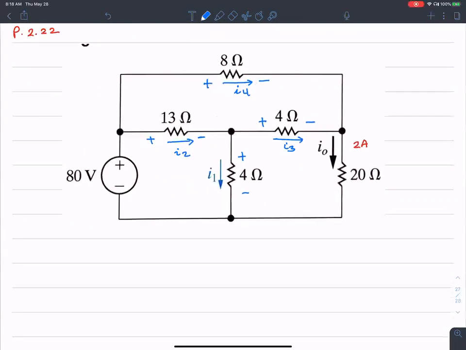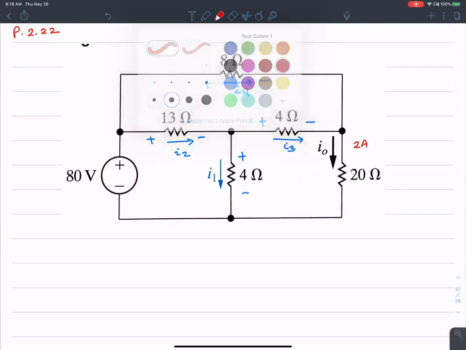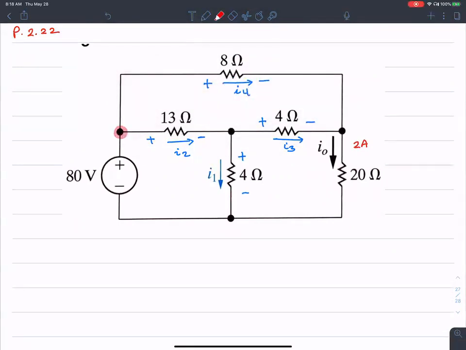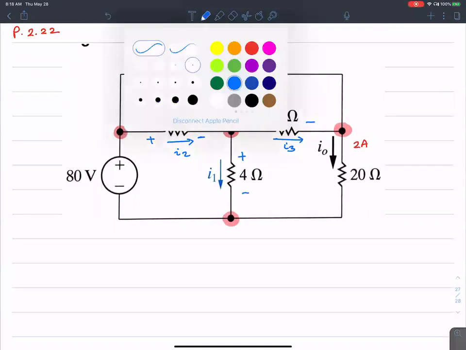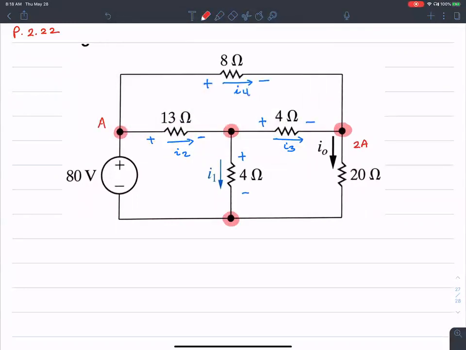Let's start by identifying all the nodes first of all. There are 4 nodes, and let me annotate them as node A, node B, node C, and node D.